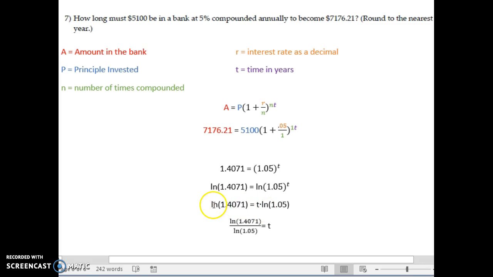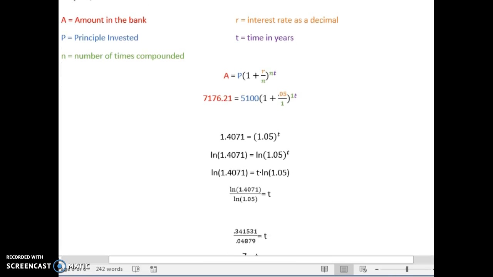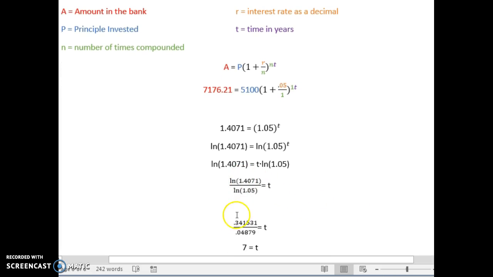So now we have this number, and on the right side, t times this number. Divide both sides by the log of 1.05, and you'll get to this step. And now these are both just numbers, so do another division. That top number comes out to 0.34. The bottom number is right around 0.04. Reduce that down, and t equals 7 years.